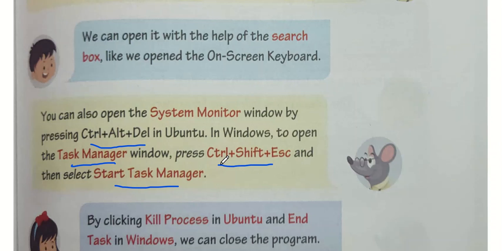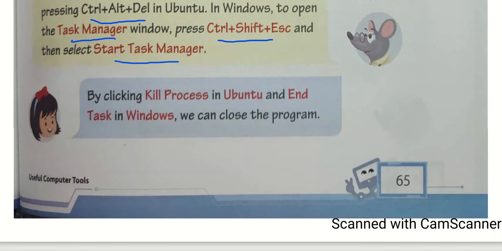But for Ubuntu users, in Ubuntu we call it System Monitor. In Windows, it is known as Task Manager, and in Ubuntu, it is known as System Monitor. The shortcuts for both are quite different. For Windows users, they have to press Control Shift and Escape, and for Ubuntu users, they have to press Control Alt Delete. Then Jyoti, by clicking Kill Process in Ubuntu and End Task in Windows, you can close the program.